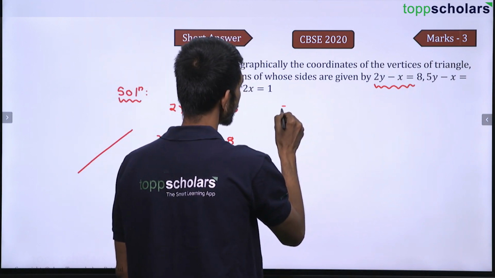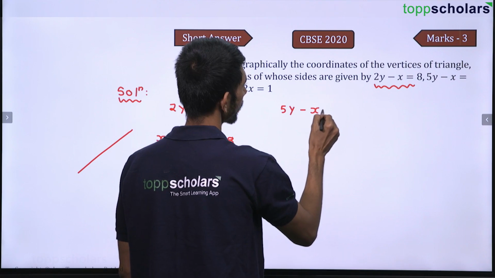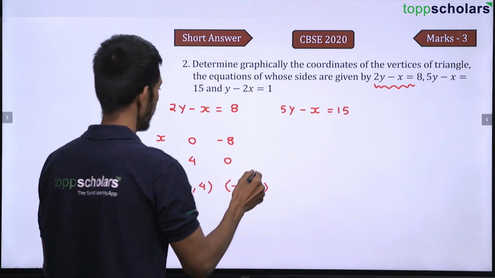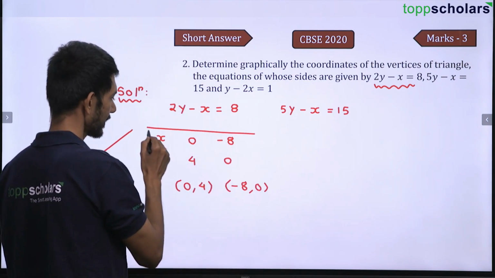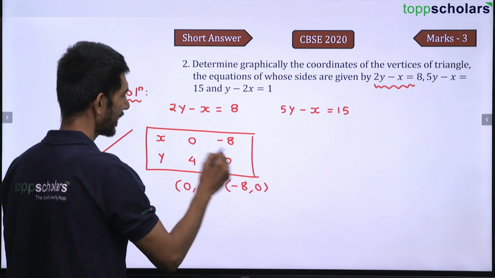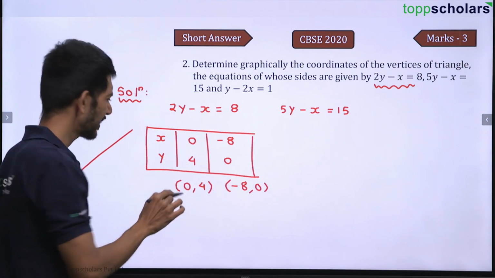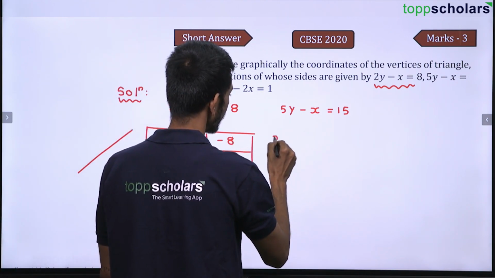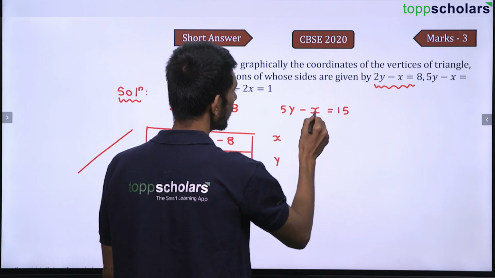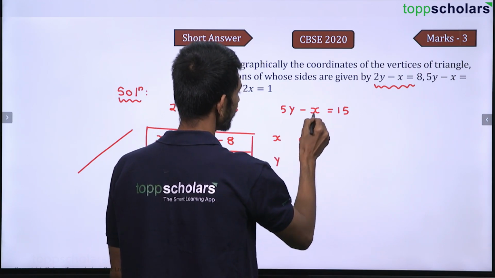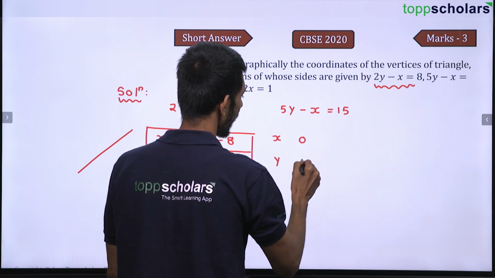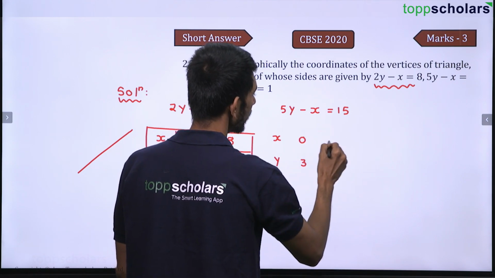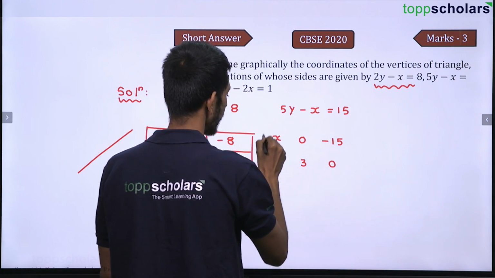5y minus x is equal to 15. So if you see this, if I take the table of values, you can just draw like this, right? A bit systematically basically. Again here, same thing, you're going to apply. You have x, you have y, you put x as 0, 5y is 15, so y will be 3. You put y as 0, x will be minus 15, right?